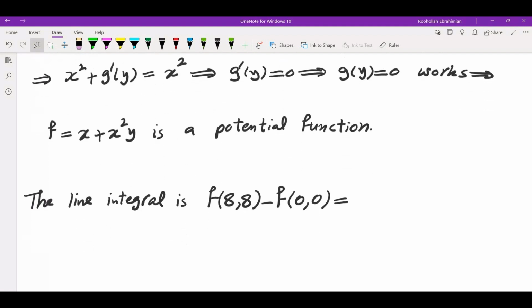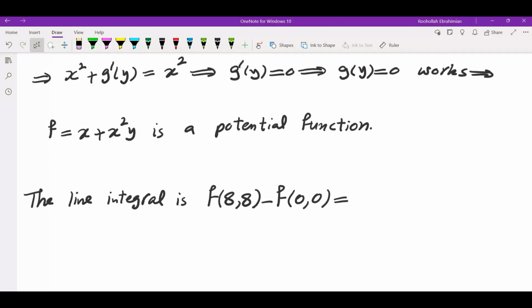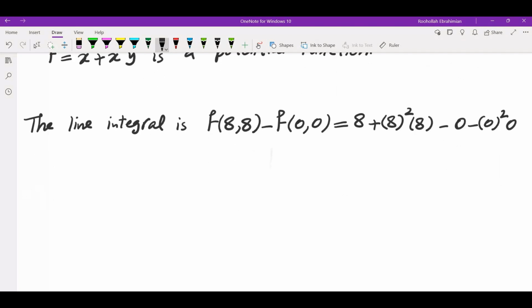Okay, let's plug in 8 for the function. We get 8 plus 8 squared times 8 minus 0 squared times 0. And that is our answer. So 8 plus 8 cubed. So this is our answer.